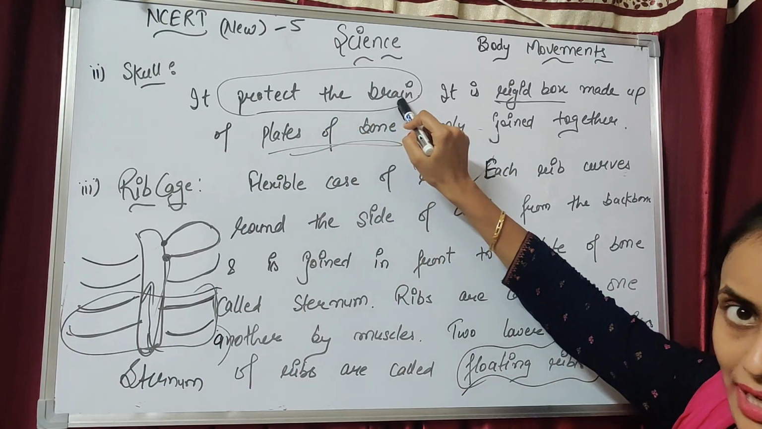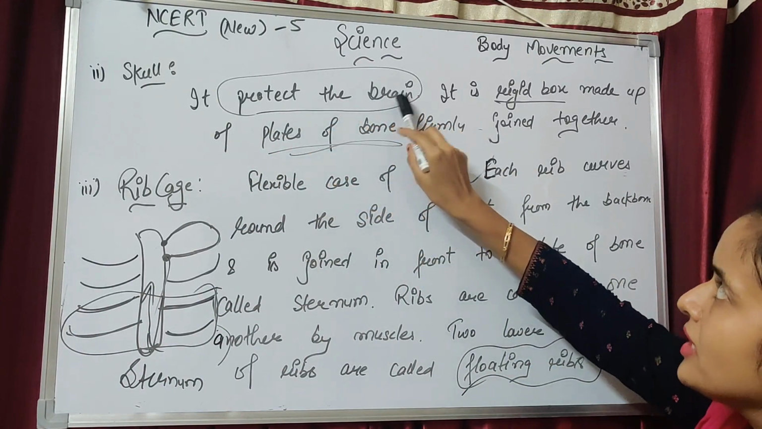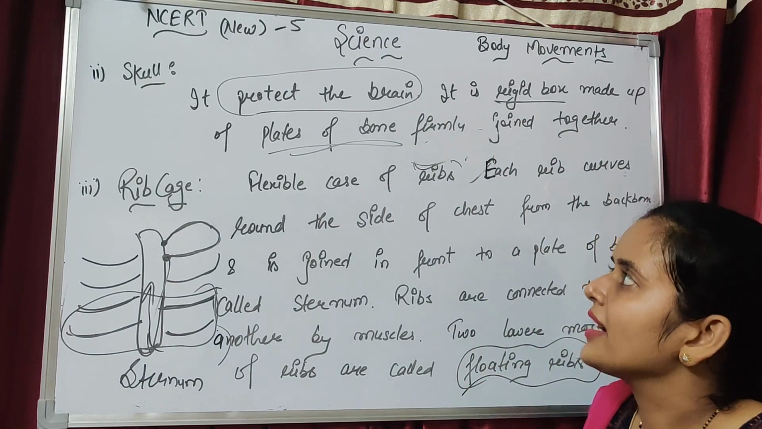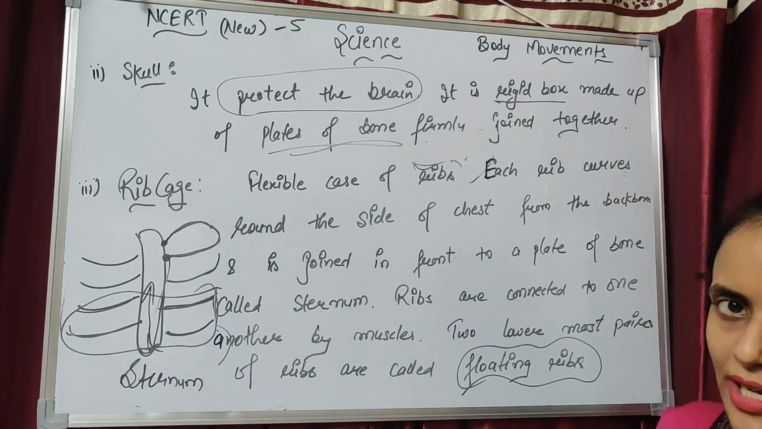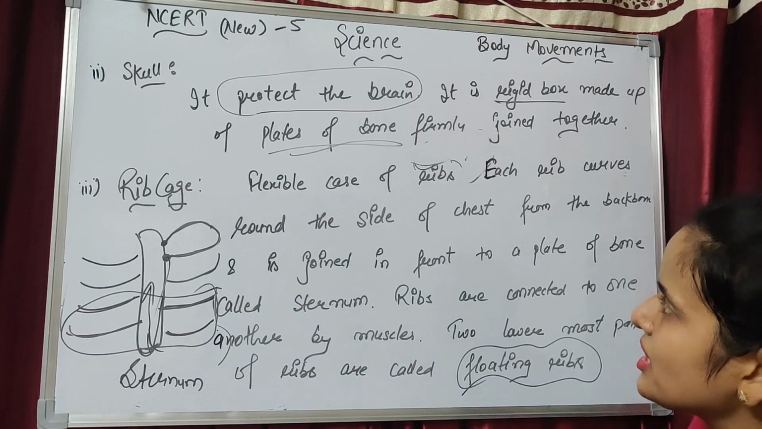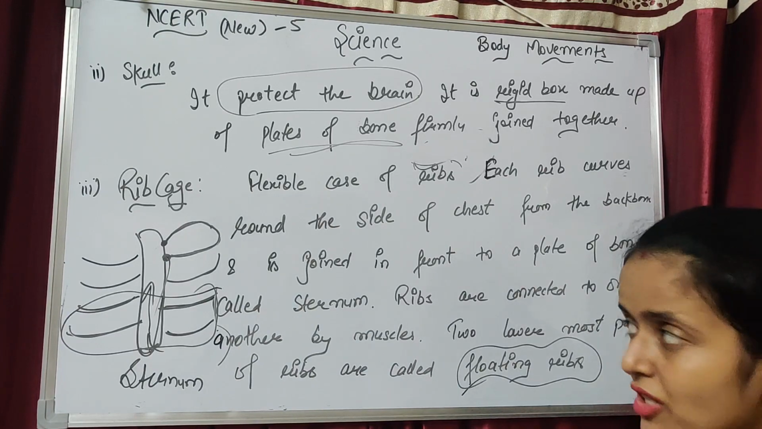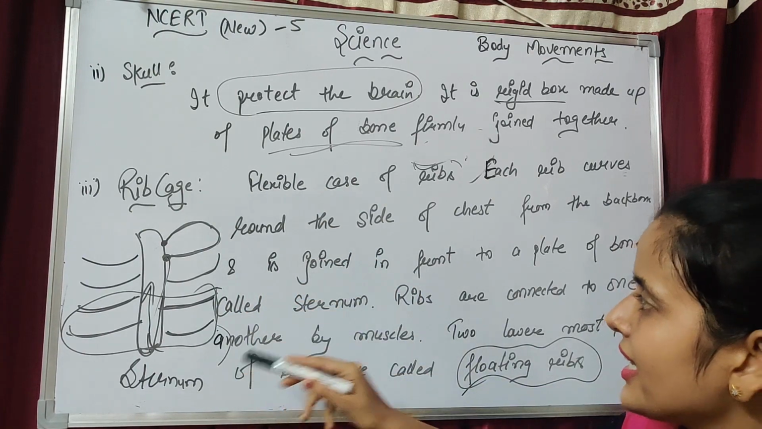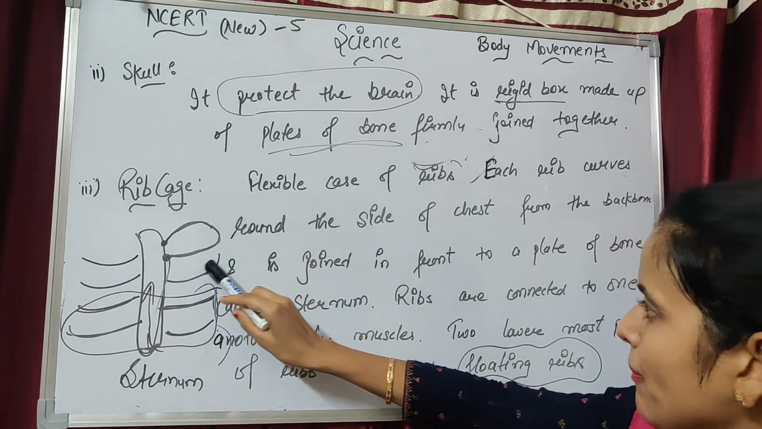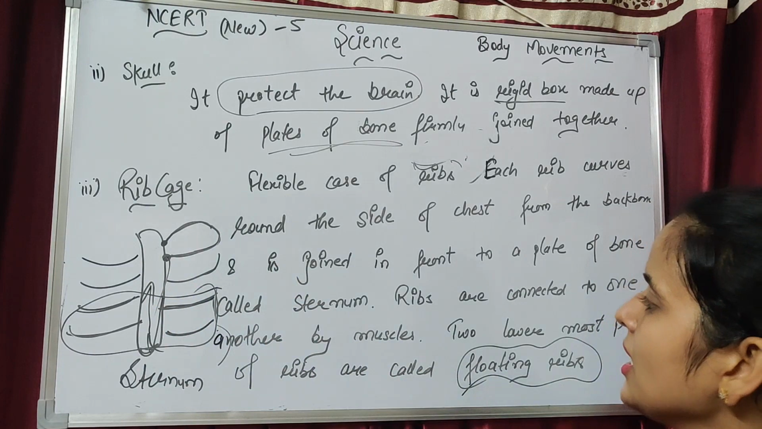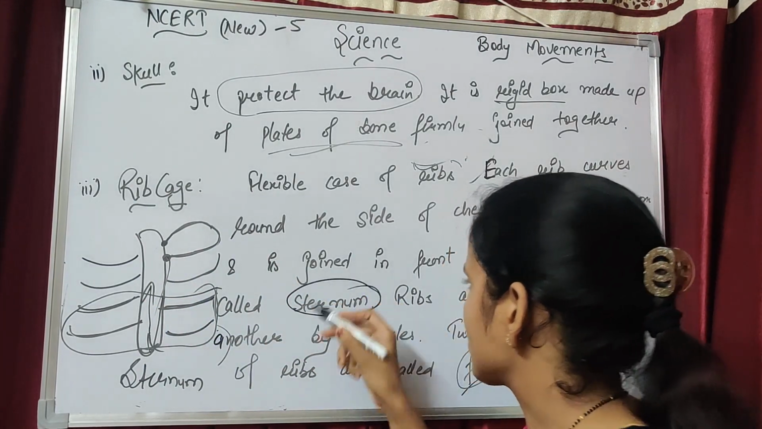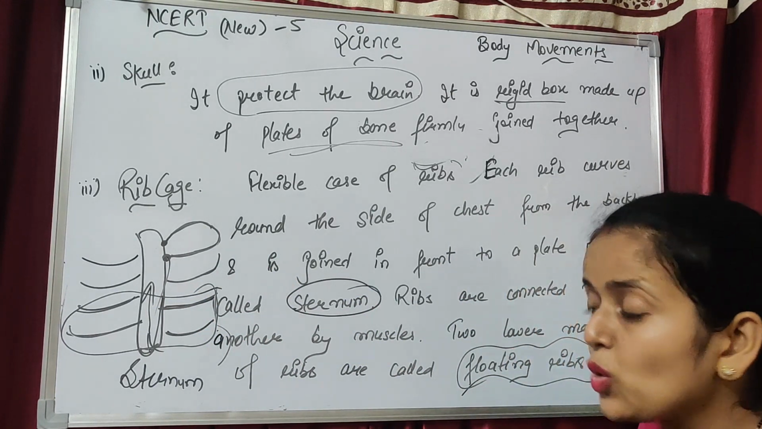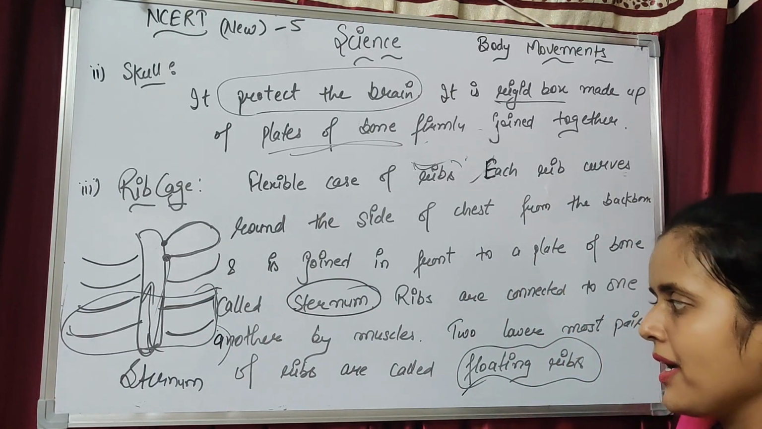So again I am explaining the skull. It always protects our brain. It is a rigid box, and it is a plate of bones firmly joined together. And the rib cage is a flexible case of ribs, and each rib covers round the side of the chest from the backbone and is joined in the front to a plate of bone called the sternum.